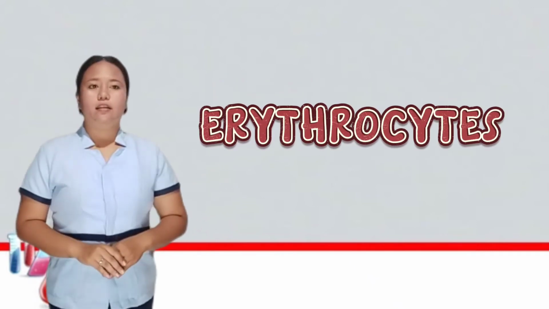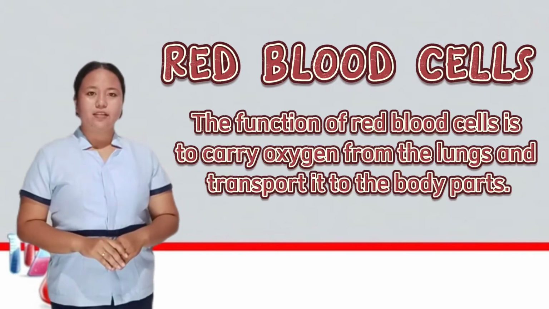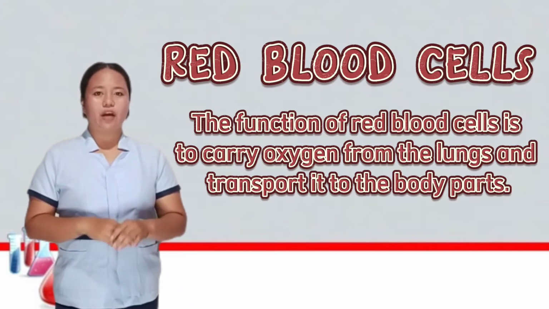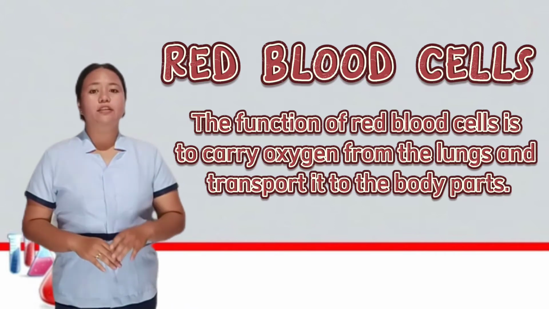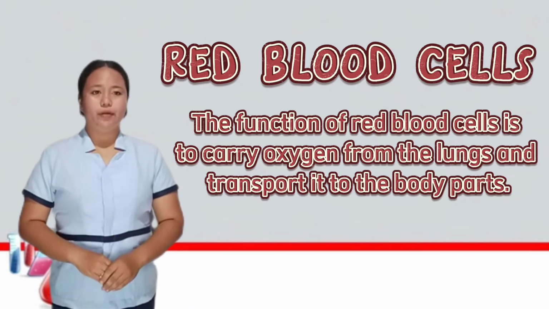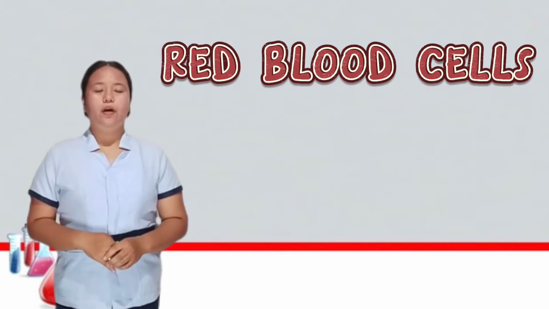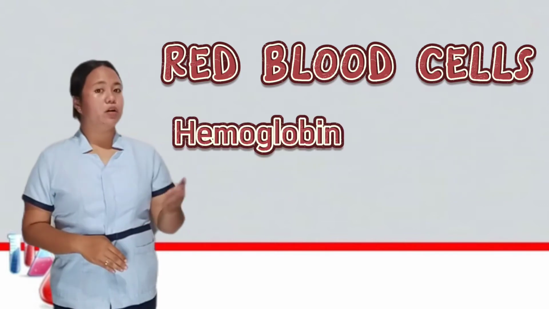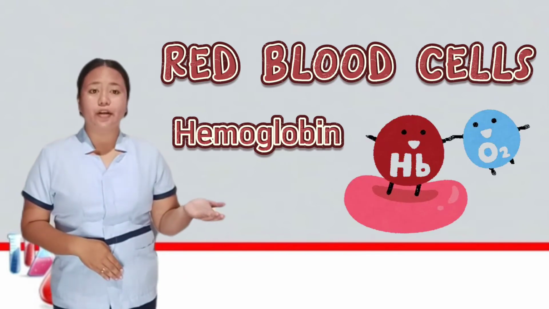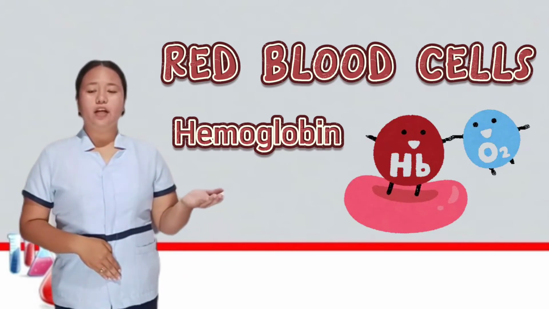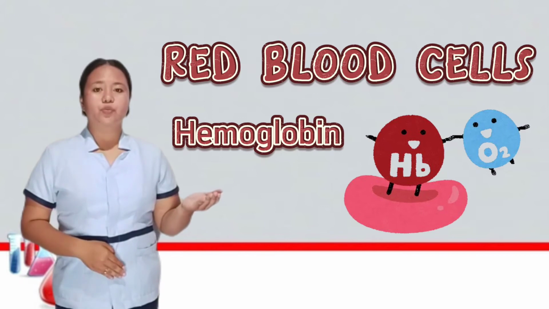So the first type of blood cell is called the erythrocytes. These are known as the red blood cells. The function of the red blood cells is to carry oxygen from the lungs and transport it to the different parts of the body, and remove carbon dioxide and other waste. Red blood cells contain hemoglobin, which is rich in iron and gives the blood a red color when it combines with oxygen.